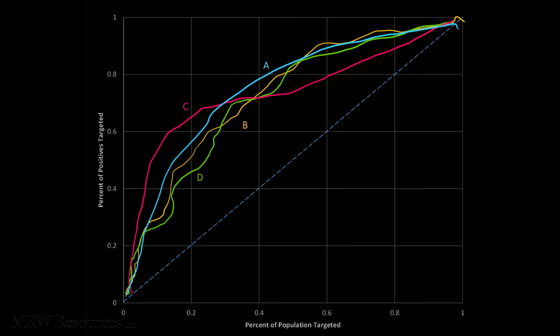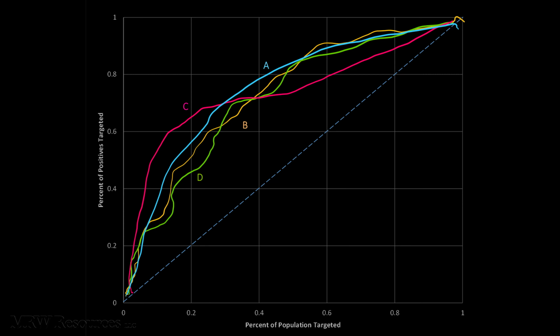Now, if we decide we're going to target 50%, then Model C's lift is about 1.4, while Model D's is about 1.7. So depending on which percentage of the population we target, different models may be our best performer at various percentages. So you can think of lift as how well our model pushes up positive cases to the top of our list.